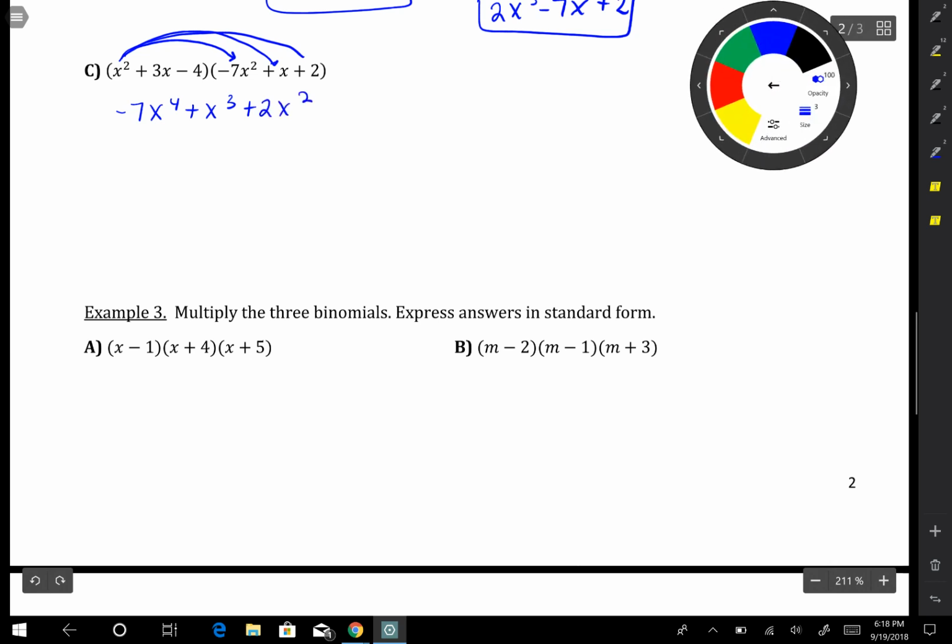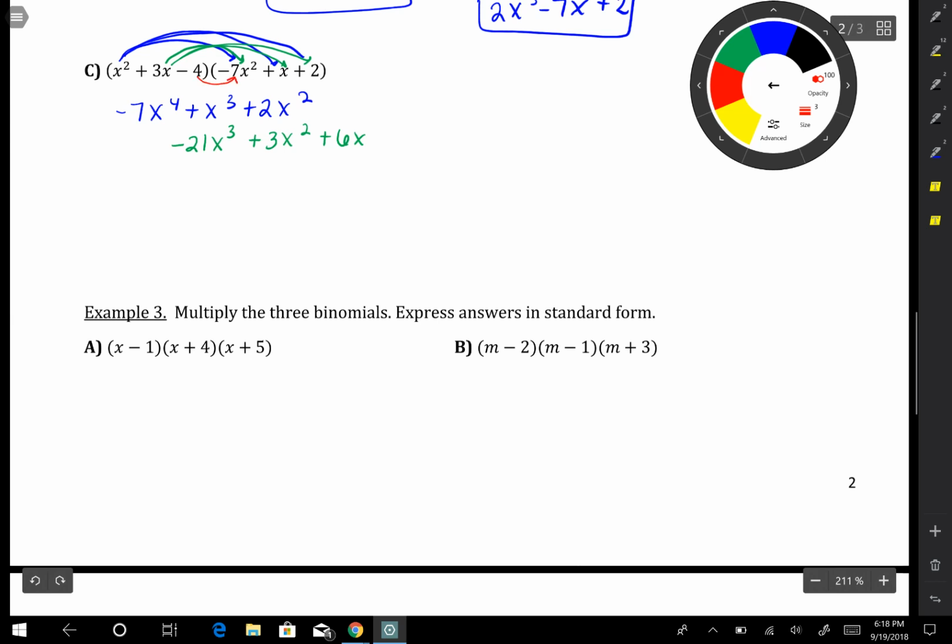Okay, now I'm going to distribute the 3x, and I'm actually going to write these terms under the terms I just had. I can align my like terms then. I'm going to take 3x times negative 7x squared. That would be negative 21x cubed. Then I'm going to take 3x times x. That's a positive 3x squared. And then I'm going to take 3x times 2. That's 6x.